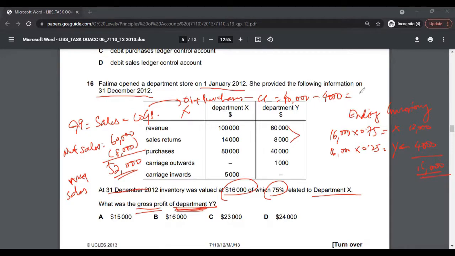So 40,000 minus 4,000 is... it's not 56. Sorry, that's 36,000. So 52,000 minus 36,000, and that will give us the gross profit. That will give us the gross profit of 16,000. So the answer to multiple choice 16 is option B, 16,000.